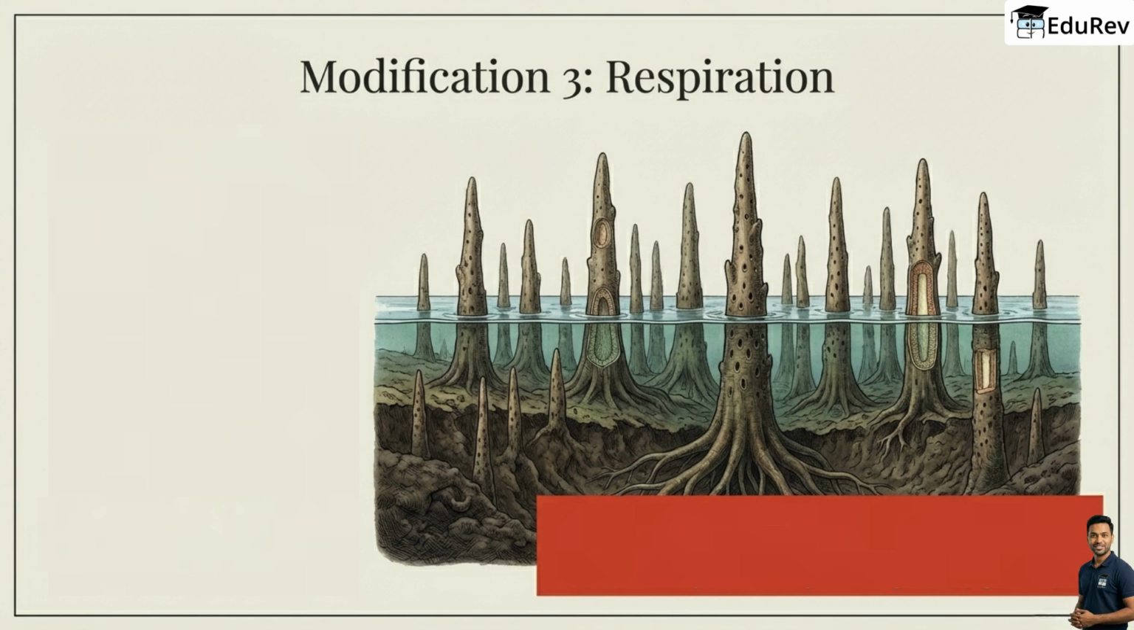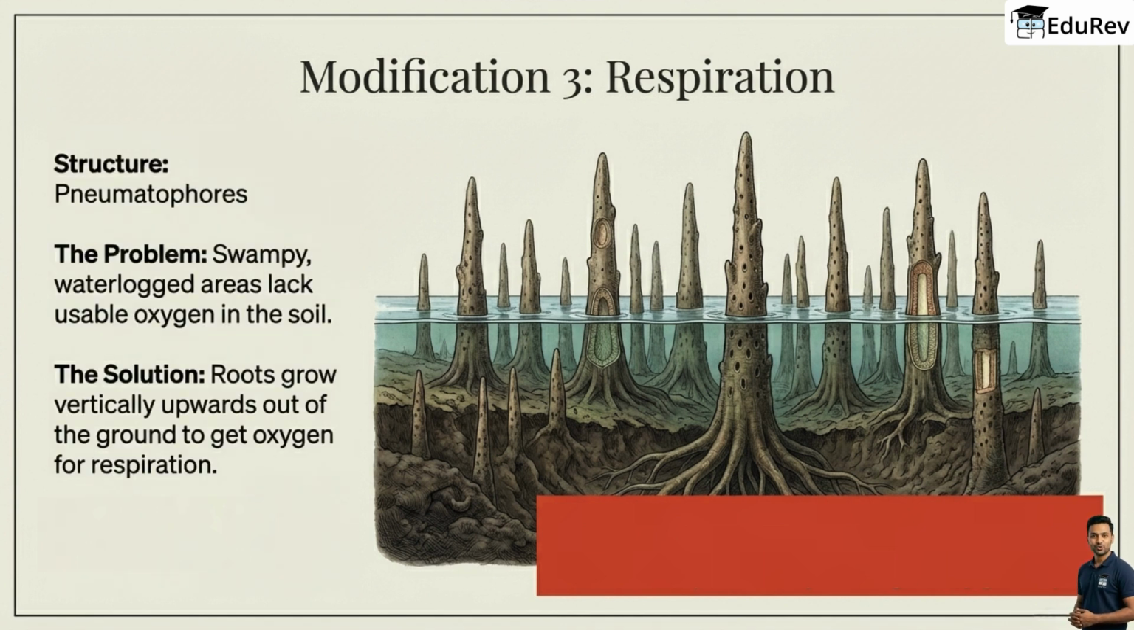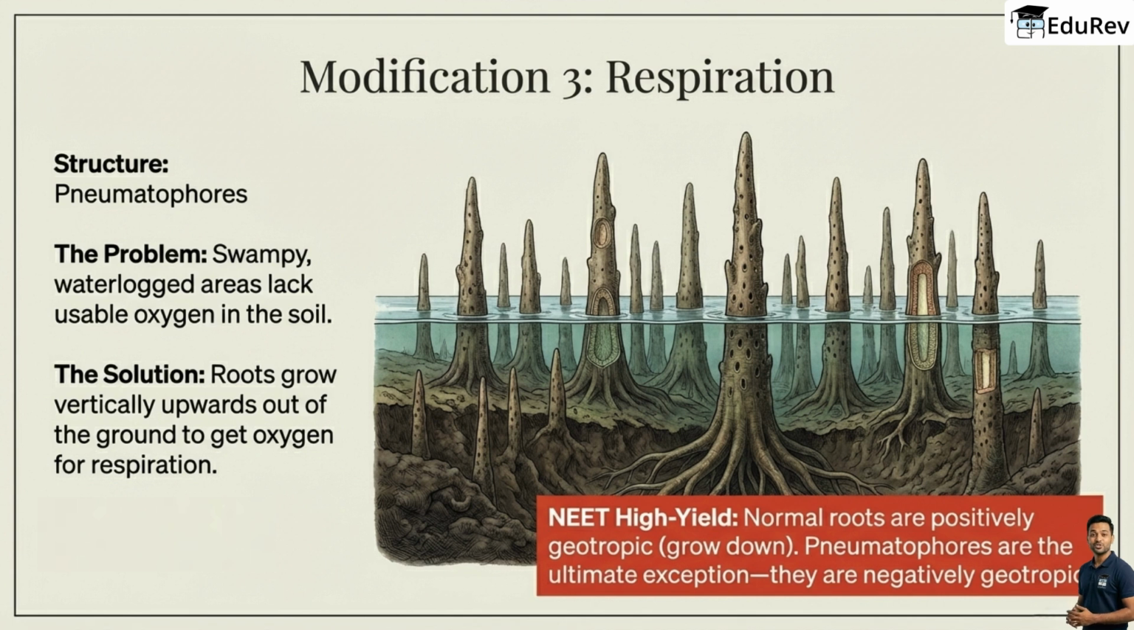Respiratory roots are a brilliant adaptation to waterlogged habitats. Pneumatophores grow upward out of the soil in swampy regions, so the root system can obtain oxygen for respiration. And the direction of growth is the real clue. Normal roots are positively geotropic, but pneumatophores are negatively geotropic, which is a high-yield exception students often miss. That makes this topic especially attractive for assertion reason and concept-based questions.